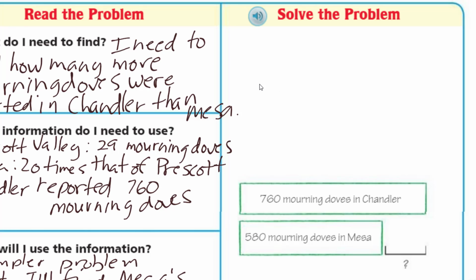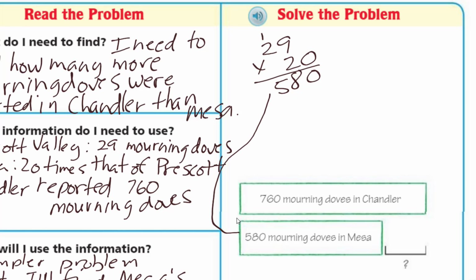Like we said, first we're going to take Prescott reported 29 mourning doves and Mesa had 20 times as much. So this is where I get that whole 20. Remember, I always put a 0 on the end there. That's my little strategy, because you're going to end up with a 0 anyway. Now I have 18, carry the 1, that's 4. So I end up with 580. And it's down here too, so you can see that that worked out. So 580 mourning doves here. That's what I did first.